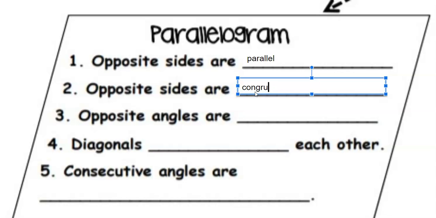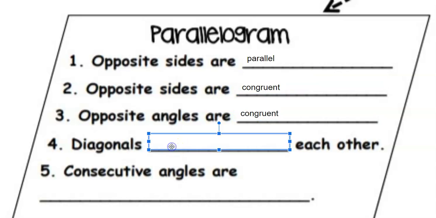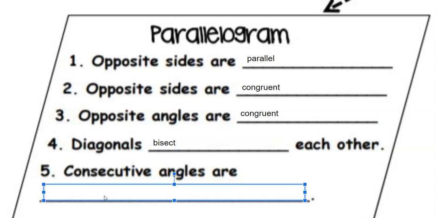are congruent. Opposite angles are always congruent. The diagonals bisect each other. And consecutive angles are supplementary. All right, so there are our 5 properties of parallelograms, and these are ones we've already talked about. But we're going to keep coming back to these because every parallelogram has these 5 properties, so it's important to remember that those are all there.